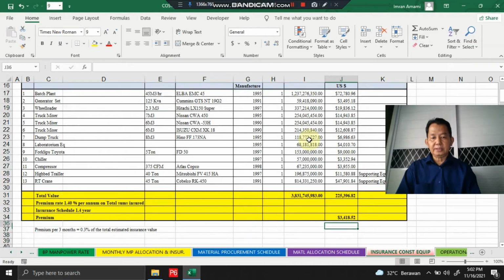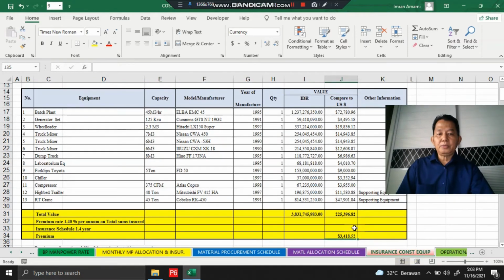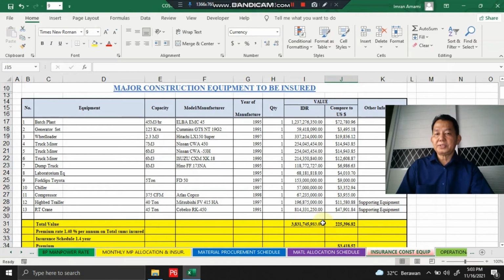Yes, here it is. And the total for the premium insurance for 1.4 years. Yes, 1.4 years, it means 16 months. Yes, 16 months. Okay. And then we found the total price for the premium, yeah, for the major construction equipment insurance premium.